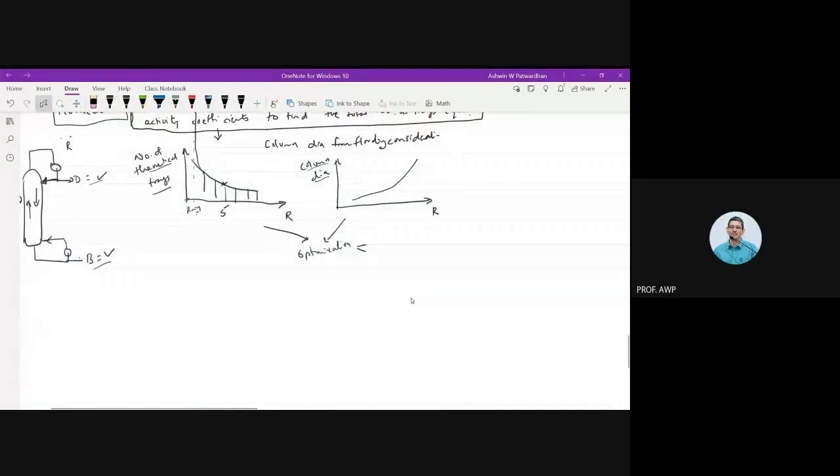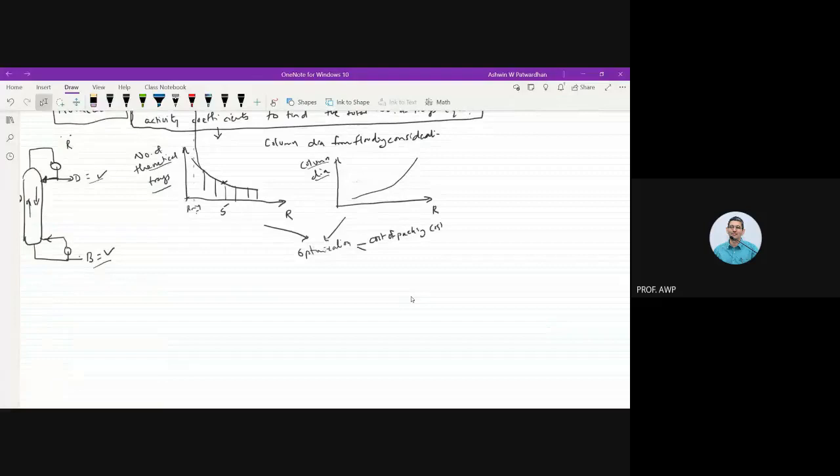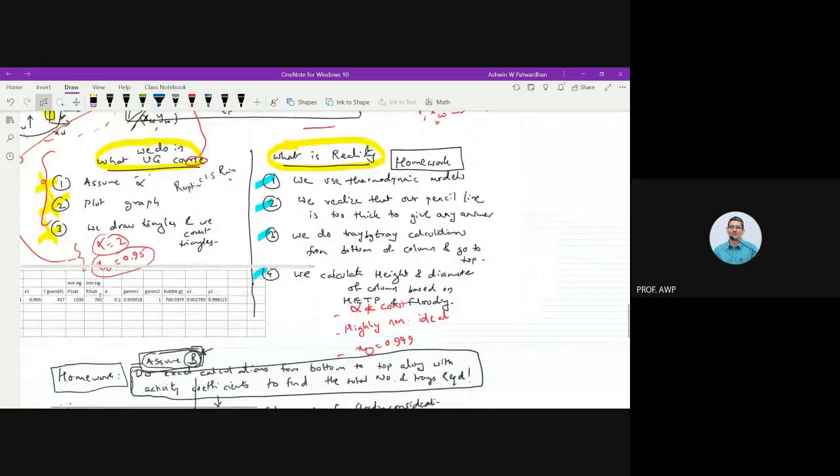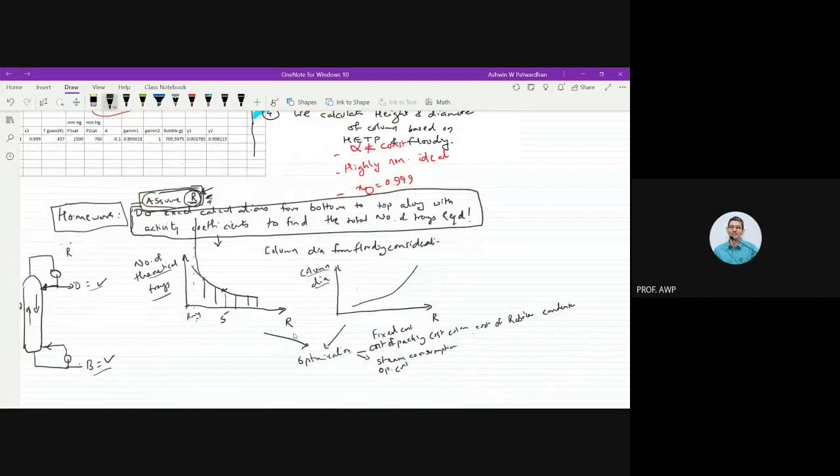Cost of packing, cost of column, cost of exchanger, reboiler, cost of condenser. These are all the fixed costs. And operating cost is your steam consumption. Okay, do you agree? Will you be able to do it? Yes, sir. In Excel, do these calculations for different values of R and actually get these kinds of behavior.